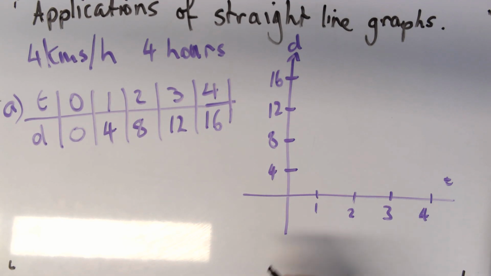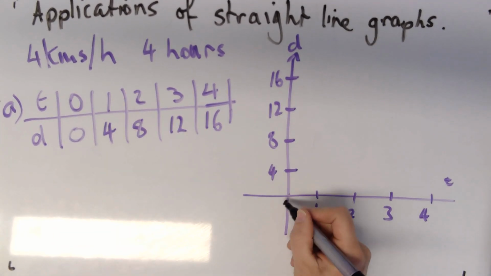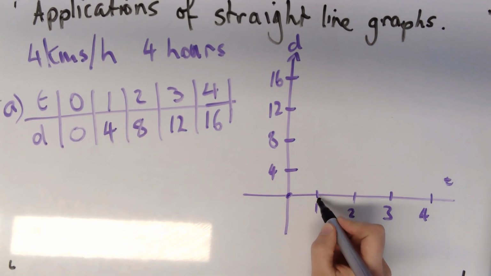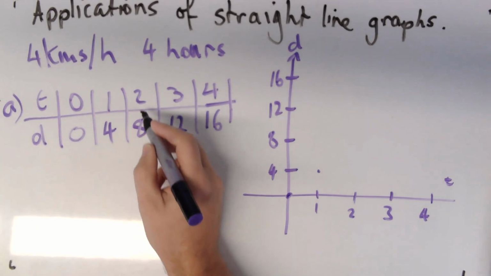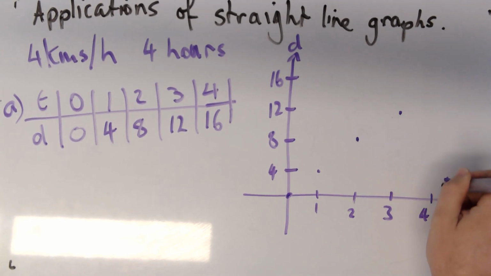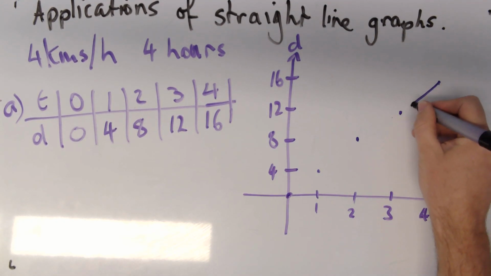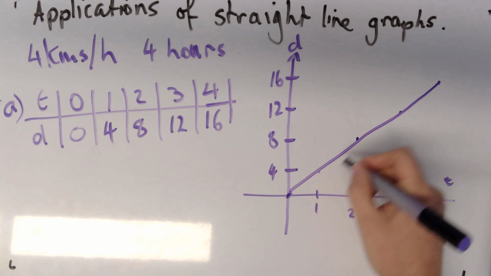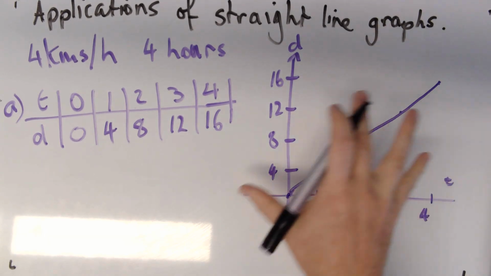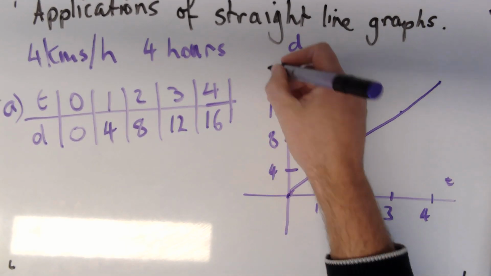Now we've got to plot our points. Initially, we're at 0, 0, then we're at the point 1, 4, then we're at 2, 8, 3, 12, 4, 16. Now I've plotted my points, but now I want to join them up, and we're going to get a nice, well, it should be a nice straight line. Use a ruler for this stuff, it'll help you out. So we've got our graph now. So that's part B.